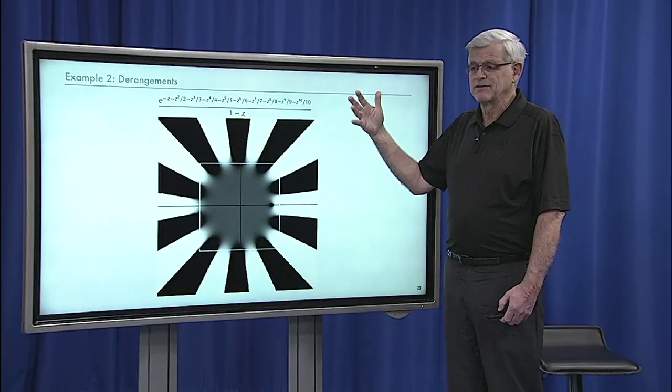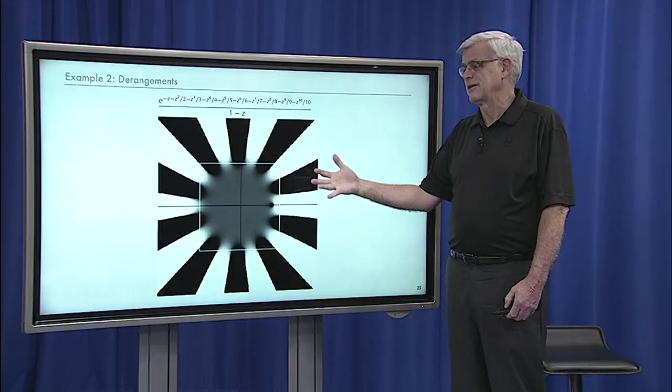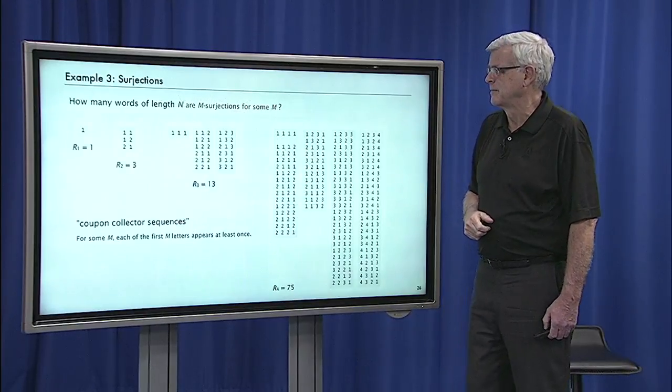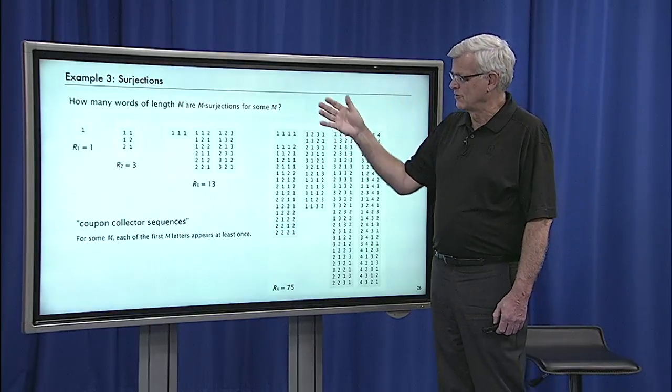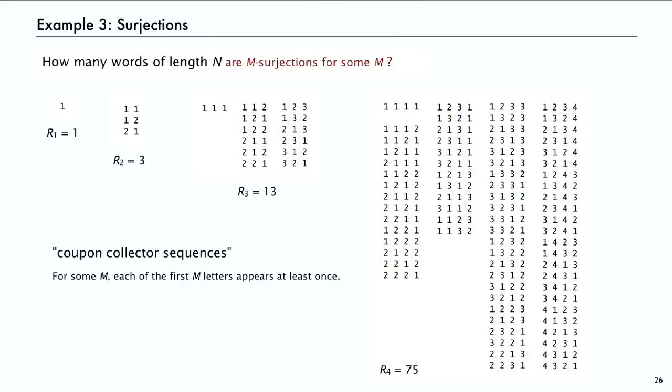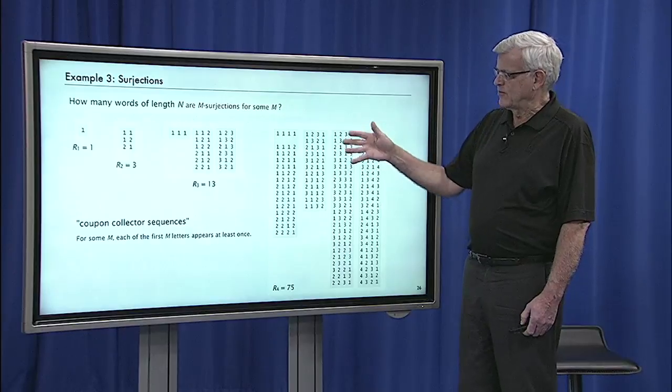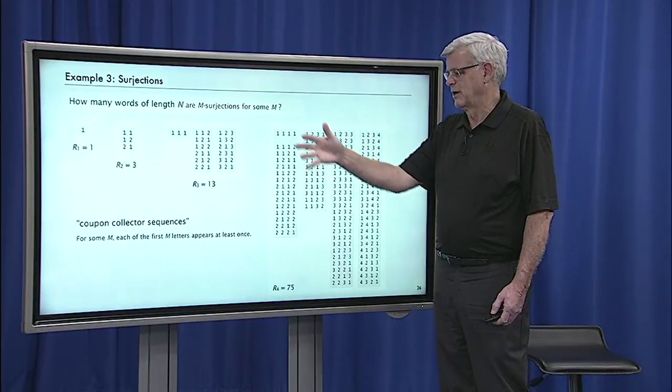Well, that was the same for strings, and actually that's going to be the same for many, many of the combinatorial classes that we've considered. Here's another one that we talked about, surjections. These are the coupon collector sequences, words of length m with the property that for some m, each of the first m letters appears at least once. Here are all the ones for m equals 2, here's the ones for m equals 3, and here's the ones for m equals 4.